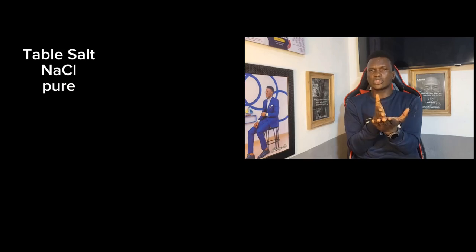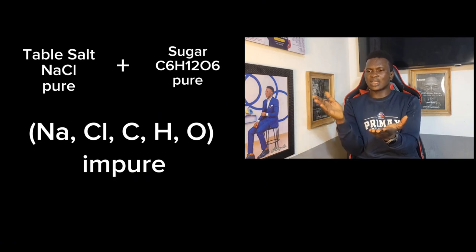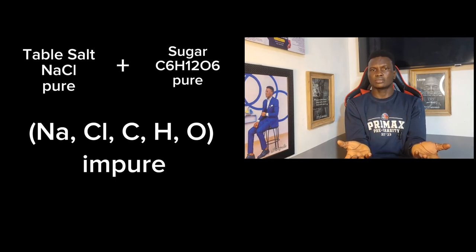But whenever other substances have been mixed, for example, you have salt. What's the composition of salt? Sodium chloride. But now, when you mix sugar with it, sugar is made up of carbon, hydrogen, and oxygen. Now, that sugar that has been mixed with salt makes it impure, because salt is supposed to have just sodium and chlorine, but now it has carbon and hydrogen. So whenever there is another substance mixed with your composition, then we call it an impure substance.